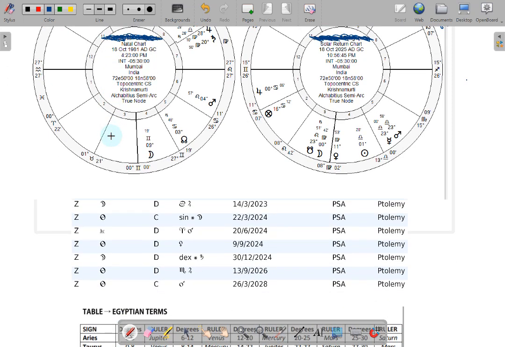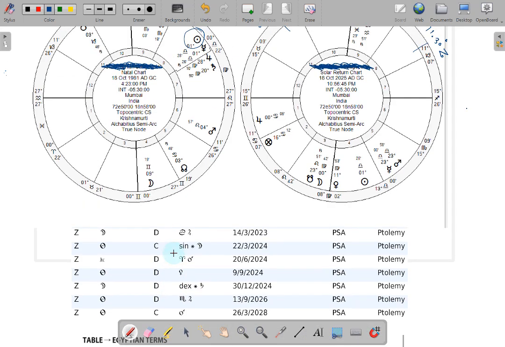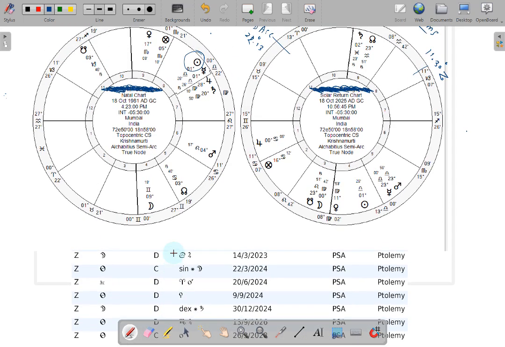So if you see, the sun, the sect light, is directed to or was directed to Venus, so the body of Venus. The sun was directed to the body of Venus. Hence, Venus becomes an important promiser. Okay, Venus definitely becomes an important promiser.